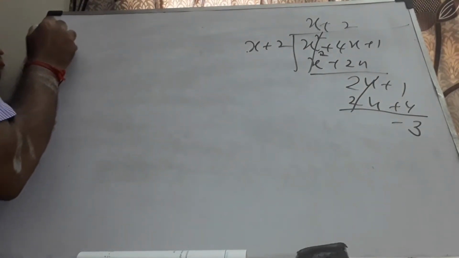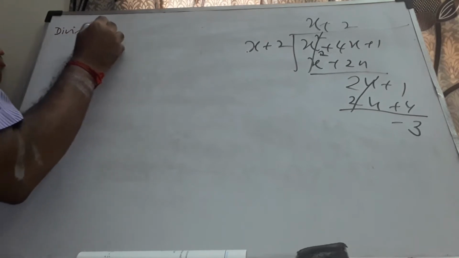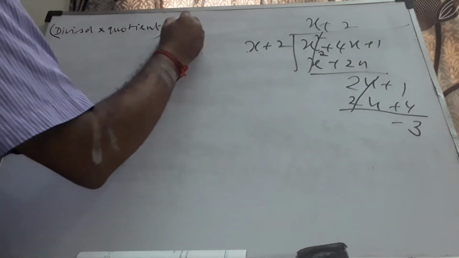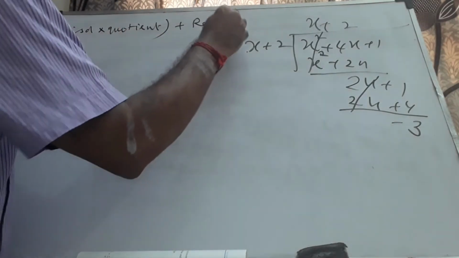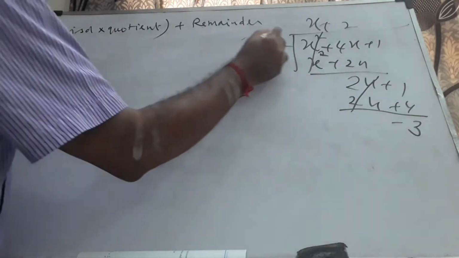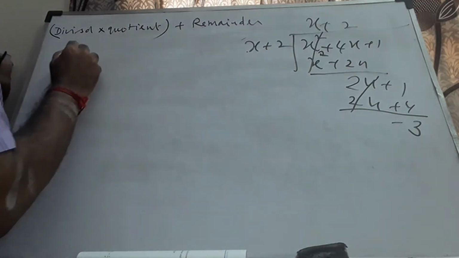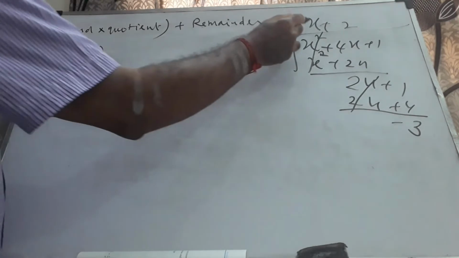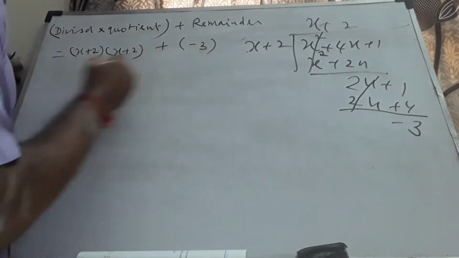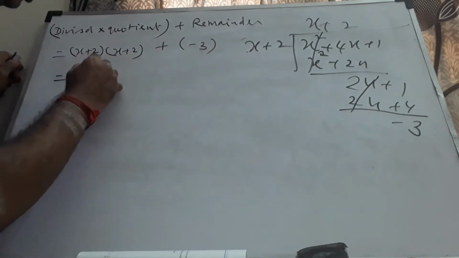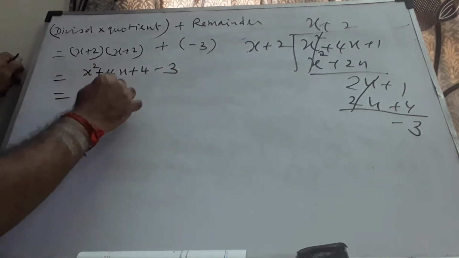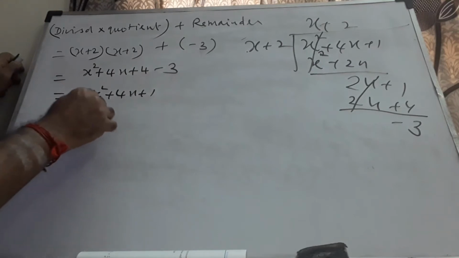Therefore, let me check here: divisor into quotient plus remainder. Let me see whether this rule is going to be true here or not. The quantity by which I divide is called the divisor, therefore x plus 2. The quotient here is x plus 2 and the remainder here is minus 3. Therefore, this is reduced to x square plus 4x plus 4 minus 3, which is reduced to x square plus 4x plus 1. This is equal to the dividend.